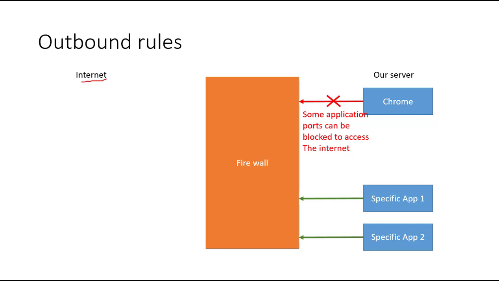Here is the internet, here is our server. There are applications, Chrome, user-specific application 1, user-specific application 2. Here, internet access of Chrome is blocked by outbound rules of the firewall. I think you get a clear picture about inbound and outbound rules.